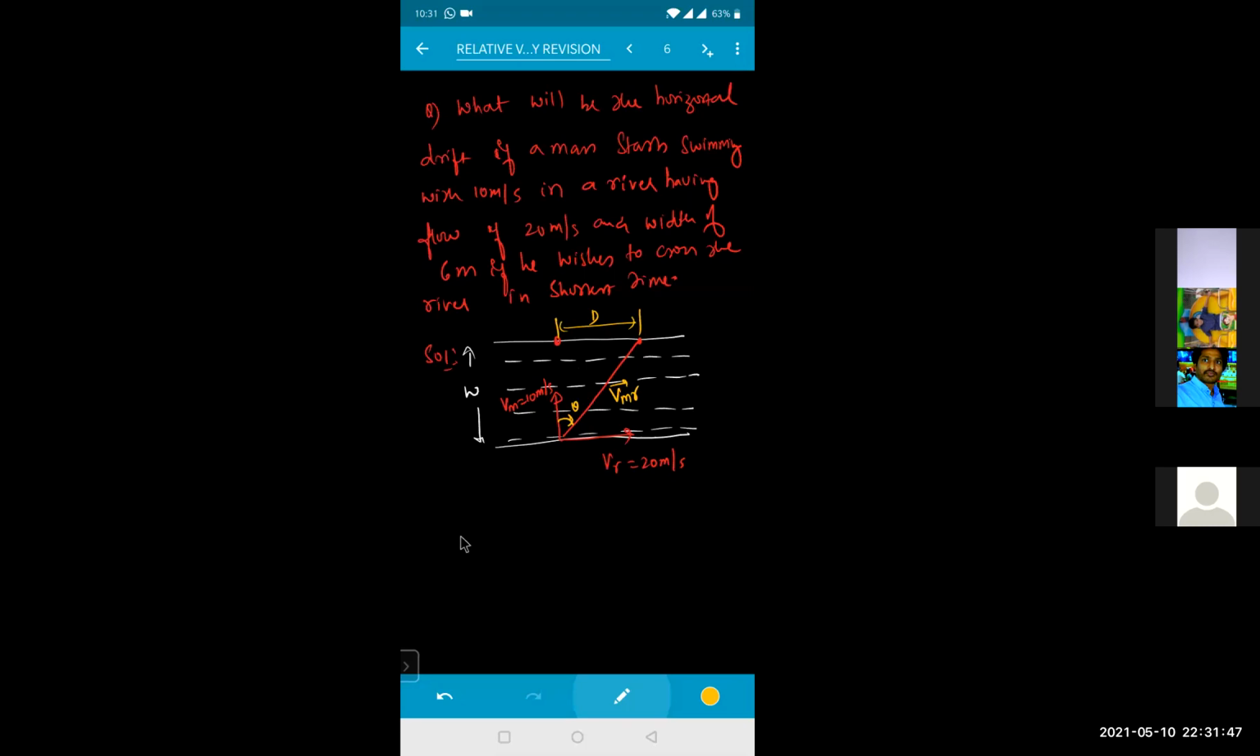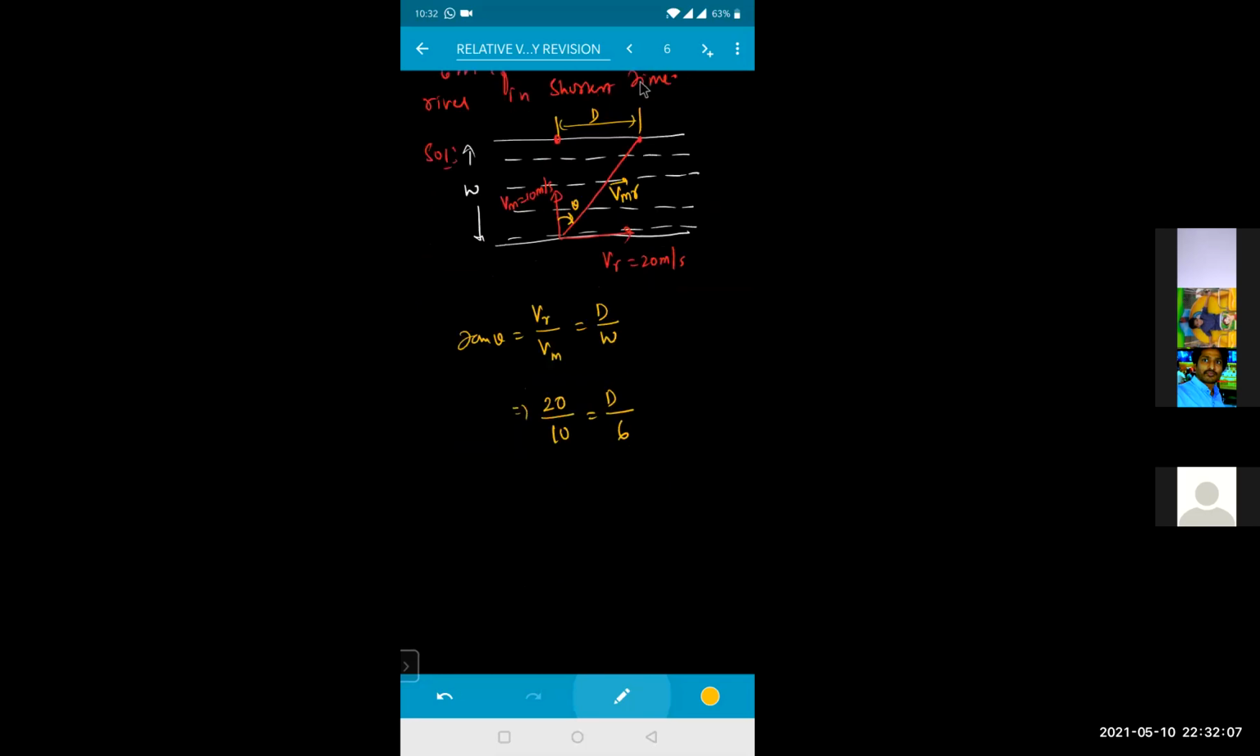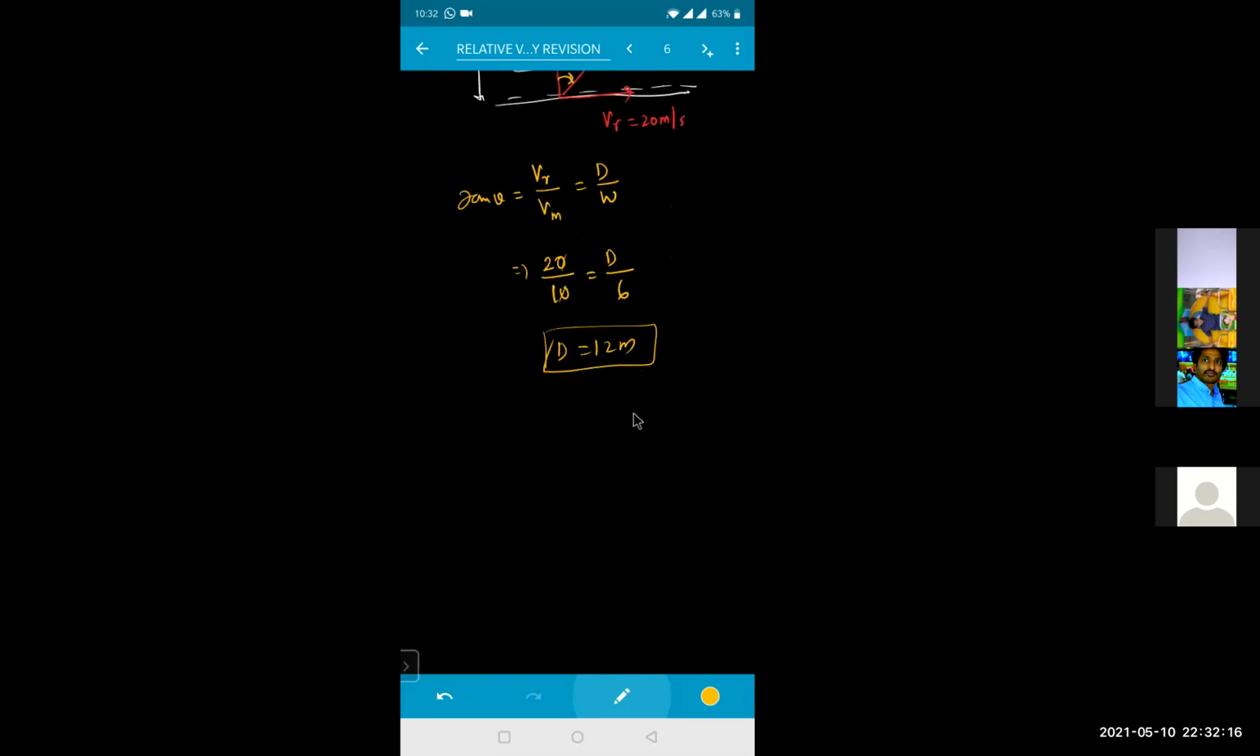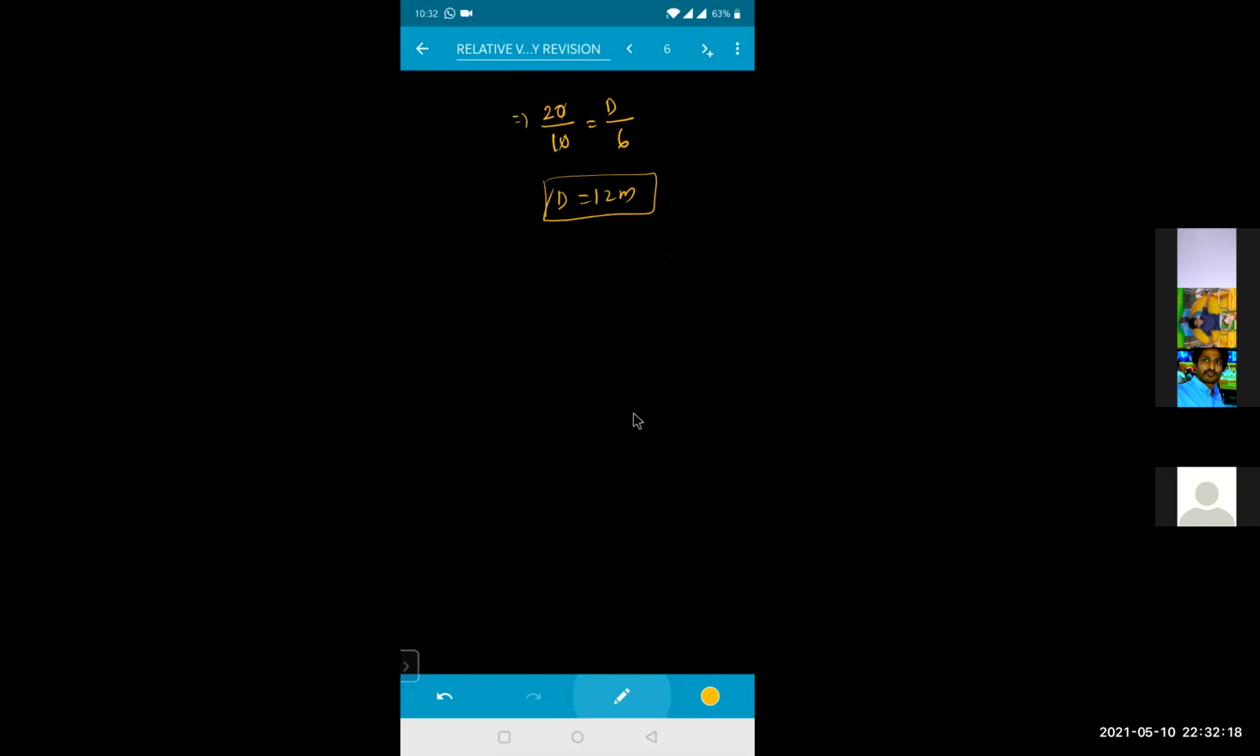So tan theta will be equal to how much, beta? Velocity of the river divided by velocity of the man, that means horizontal drift divided by W. Velocity of river is 20, velocity of man is 10, drift we need to calculate, width is 6. So D value, the zero goes away, so D is equal to 12 meters. बात खत्म. क्वेश्चन देखने के लिए बड़ा है, लेकिन आंसर वन वर्ड है बेसिकली.